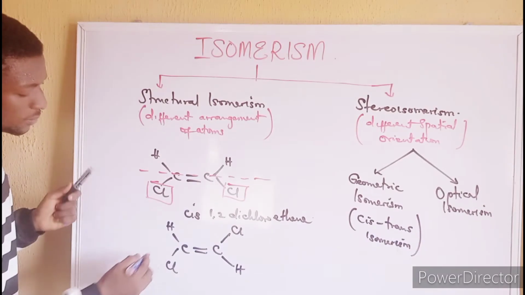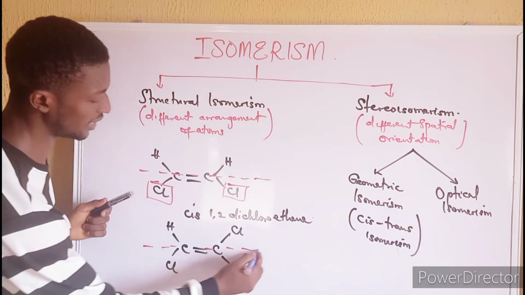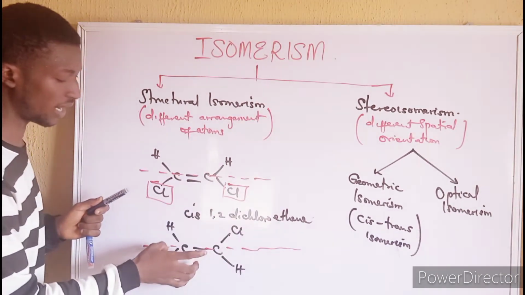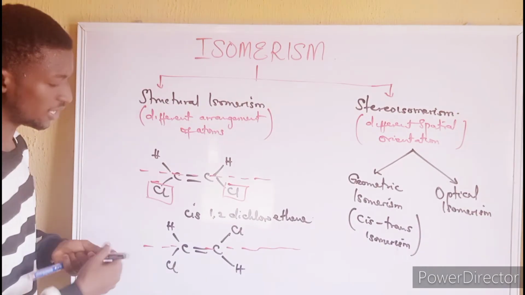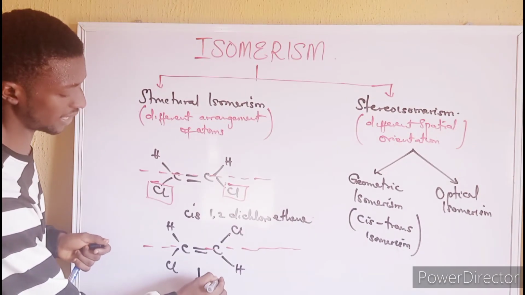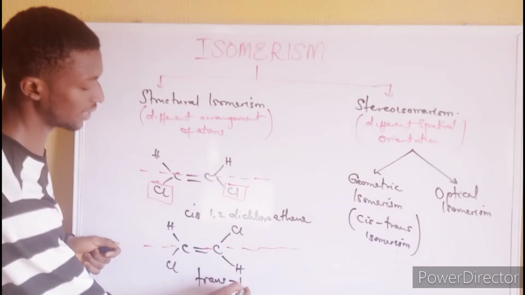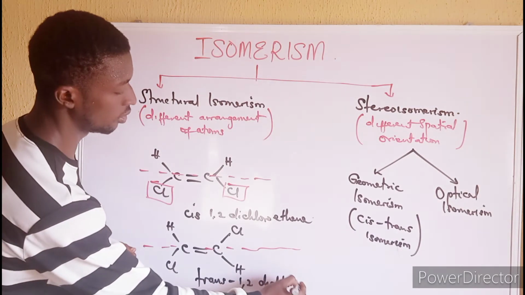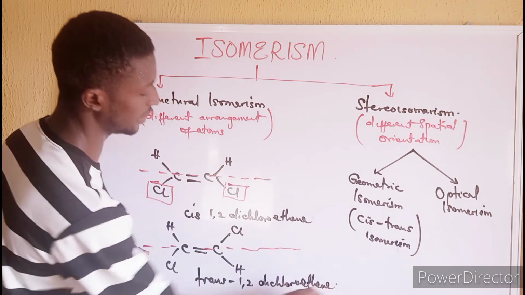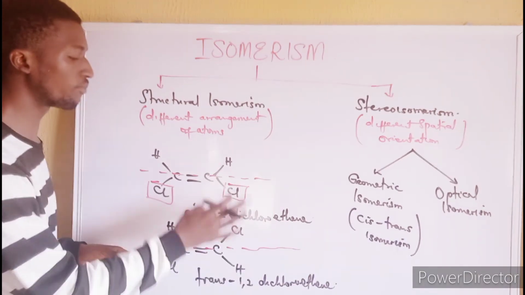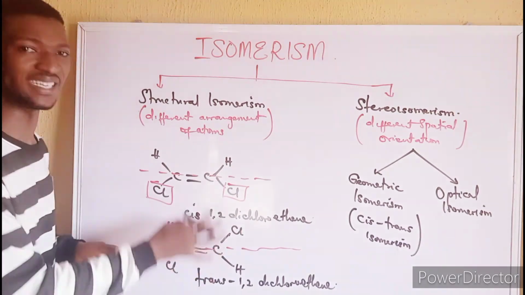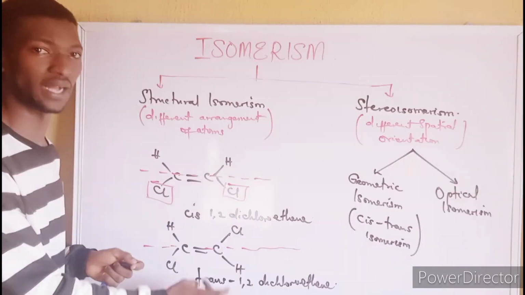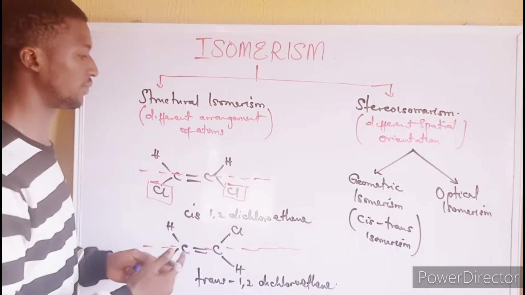In this case now, when this particular compound is split into 2 segments like this, you realize that one chlorine is in one segment and the other chlorine is in the other segment. We call this trans. So this is a trans isomer. We call this one trans 1,2-dichloroethene. Now, let me tell you that the properties of these 2 compounds are not exactly the same. They vary in property, mostly in physical property.